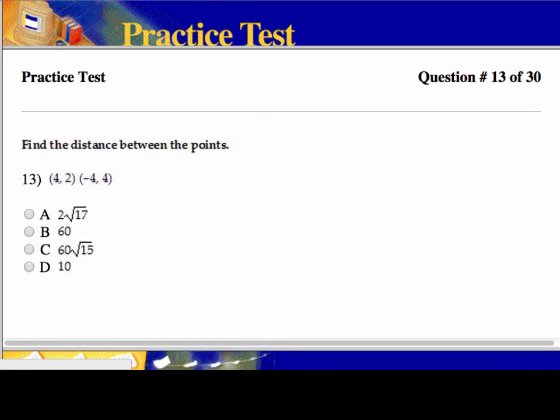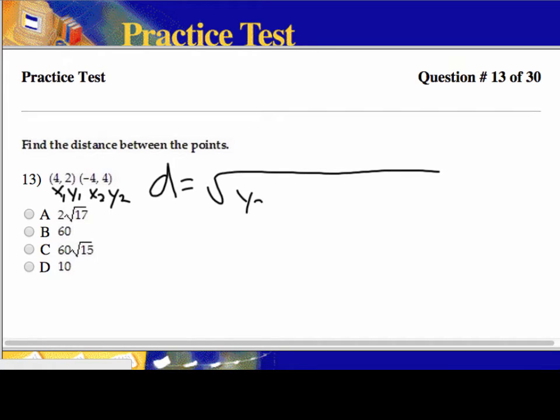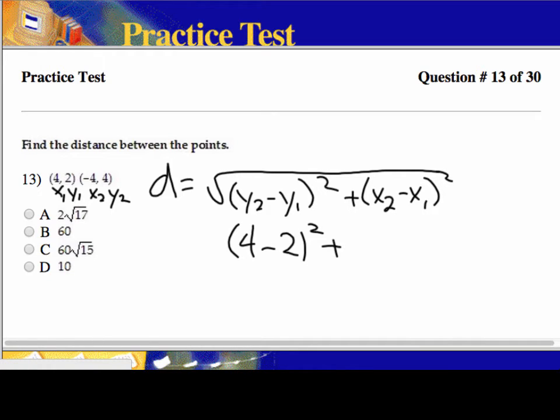This one we need to do the distance, so we're going to use the distance formula, x sub 1, y sub 1, x sub 2, y sub 2. So the distance is equal to the square root of y sub 2 minus y sub 1 squared plus x sub 2 minus x sub 1 squared. Thanks, toolbox. So now I got to plug those in. So I've got 4 minus 2 plus negative 4 minus 4 squared.